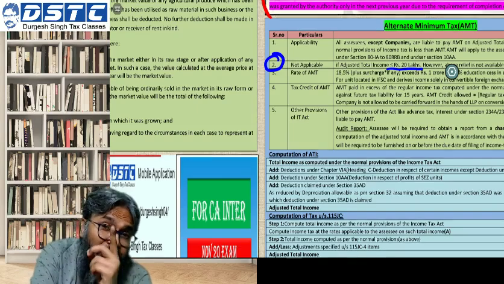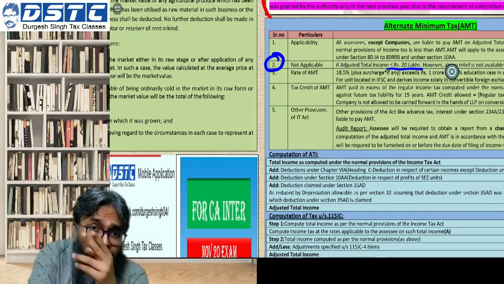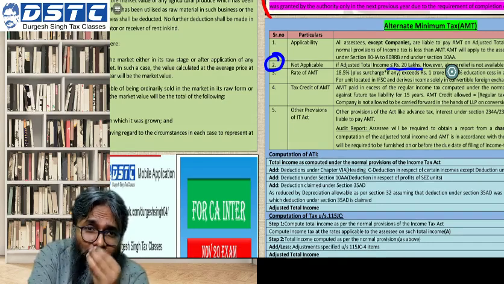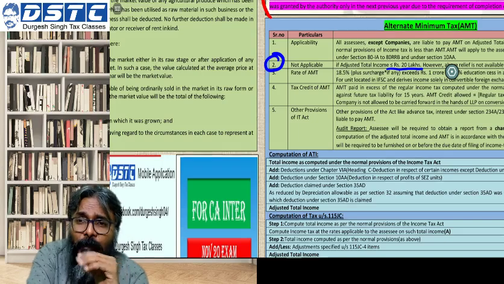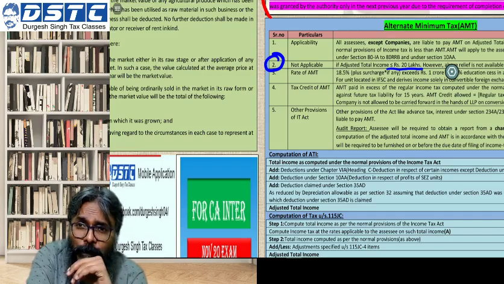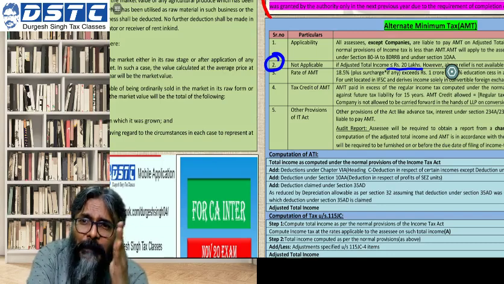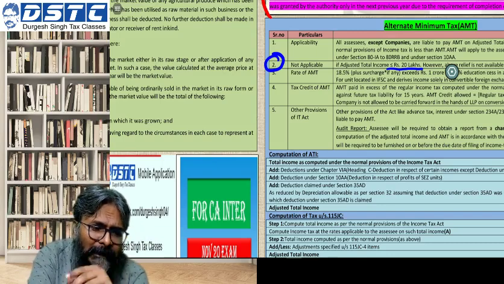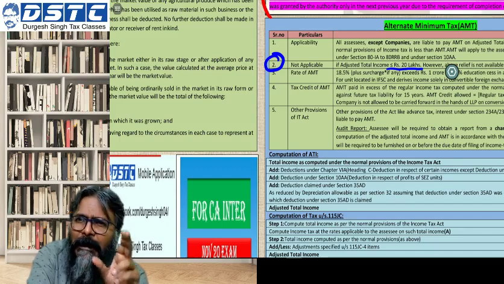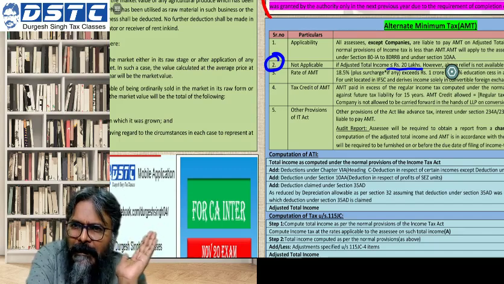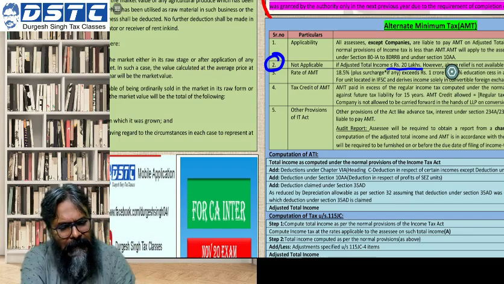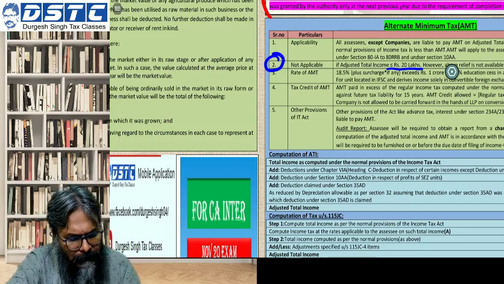So if my adjusted total income, how do you calculate adjusted total income? By adding back 10AA, or by adding back the net 35AD. So if by adding back these two, still my adjusted total income is only up to rupees 20 lakhs, in that case we will say that the AMT is not applicable. In that case, students, we will say that the AMT is not applicable. Did you all get this one?